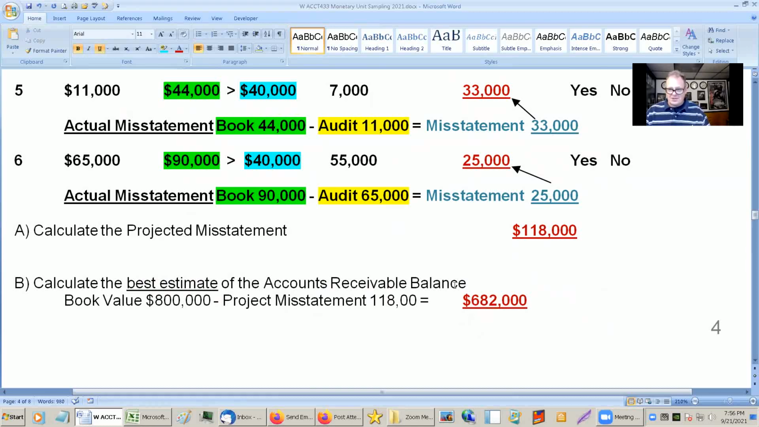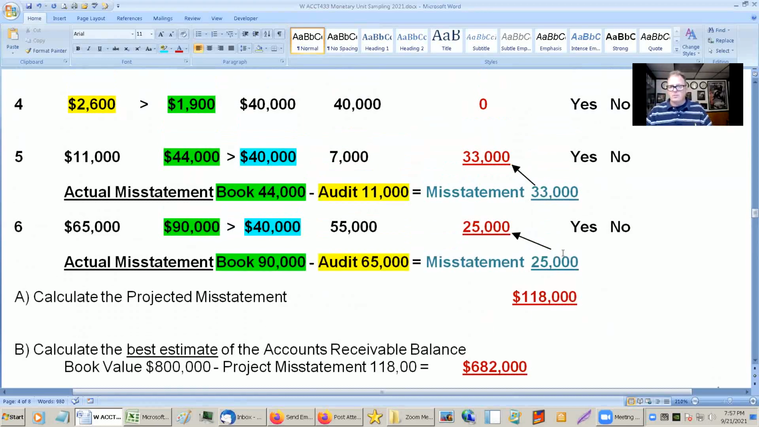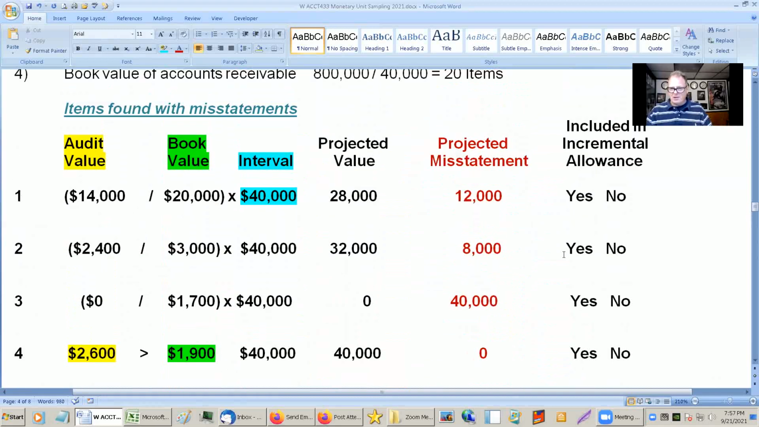Now, this is sampling. So it could be off by more, right? You have the bell curve. And actually, in this one, it won't be a bell curve. It'll only be half of a curve. But anyway, this incremental allowance. Now we have to go into this, and this will be the last thing we do tonight.